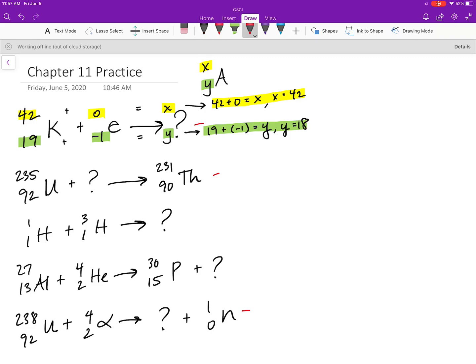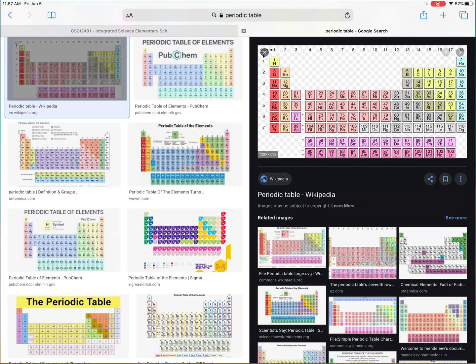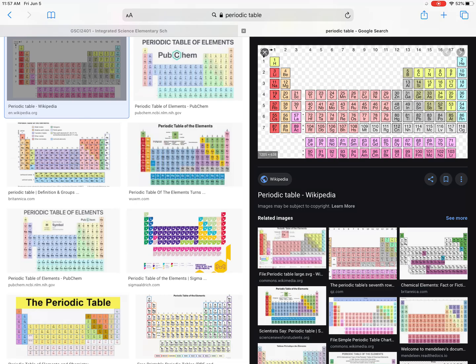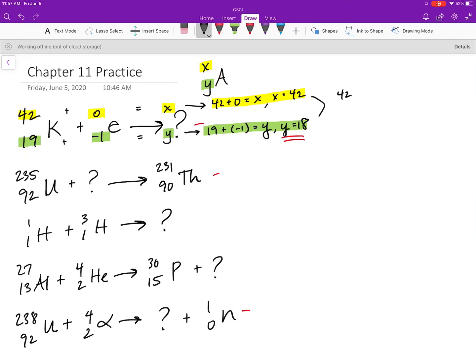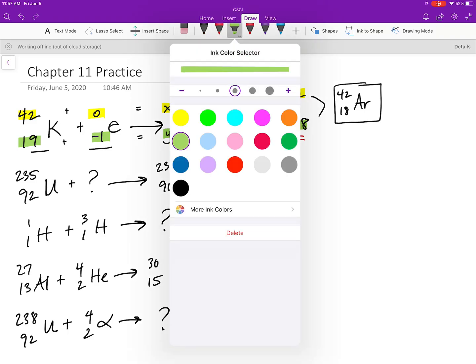And then I'm going to use this number because this is the atomic number, and the atomic number will always be the same no matter what isotope we're looking at. The atomic number, the number of protons, will never change. We're going to find a periodic table, and we're going to see that over here element number 18 is argon. So we're going to go back and write 42 and 18 and argon. So when potassium gains an electron or a beta particle, it forms argon.